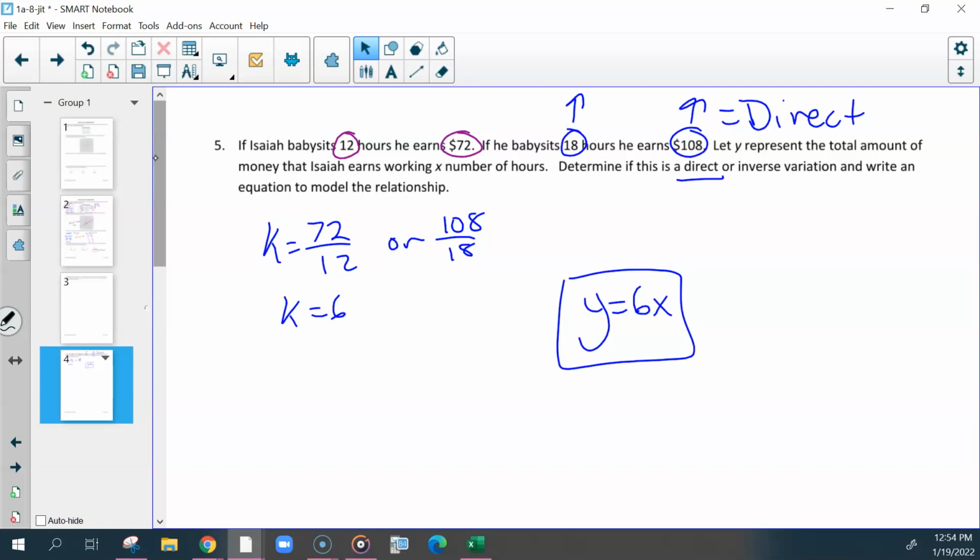Since this is a direct, we can find our k value. We need to find our equation. So we can find our k value by taking either these first two or the second two and dividing them to get 6. So our equation would be y equals 6x. Do we have any questions on number 5?